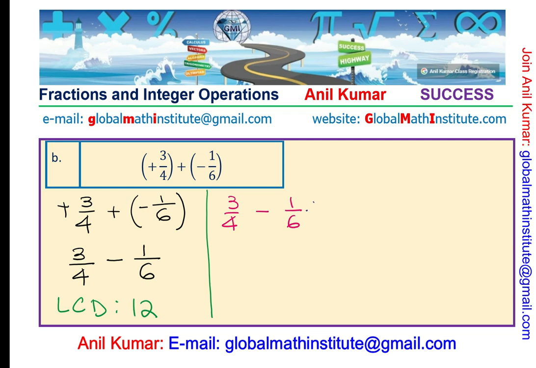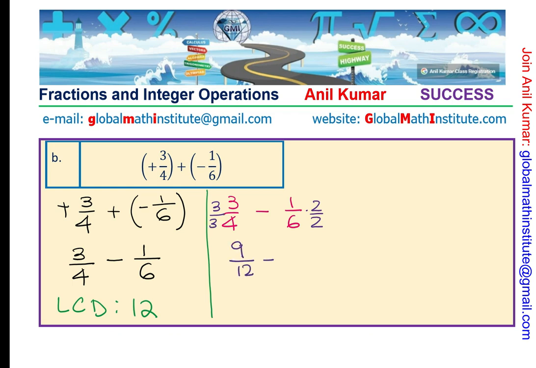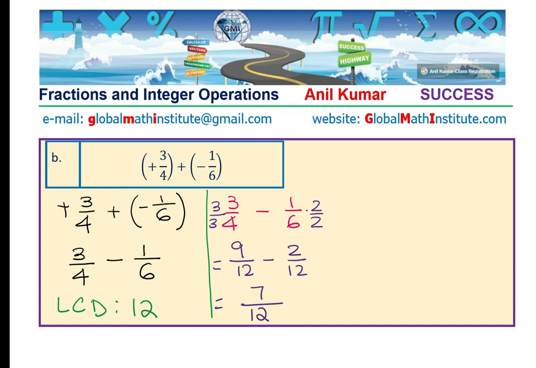Means I have to multiply 1 by 6 by 2 and divide by 2, and the first one we have to multiply and divide by 3, which gives us 9 by 12 minus 2 by 12. And 9 take away 2 is 7, and we get 7 out of 12 as the answer, which, as expected, is positive. So I hope that is absolutely clear. So, with two examples, we have seen how to work with integers and fractions together. Great. Let's move on to the third question.